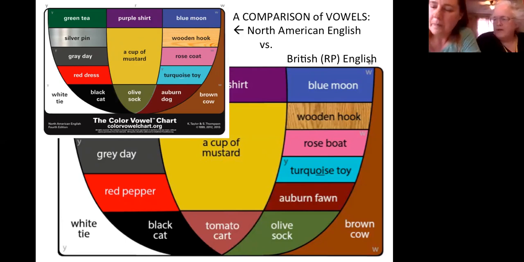Well, I would worry about the people who don't have R drops, for example the north of England, Scotland, Ireland. Is that going to work for them? Tomato, cart. Maybe it will. Maybe it'll be perceived as the same vowel. But I think there are places where tomato is tomato.